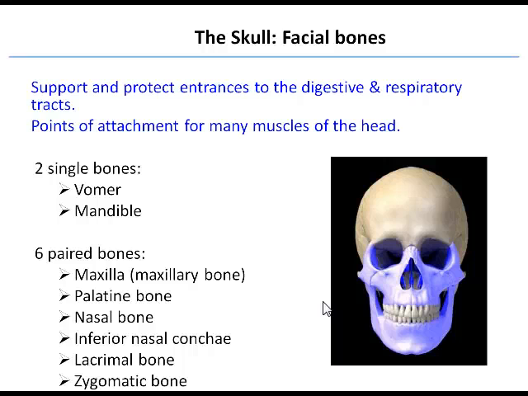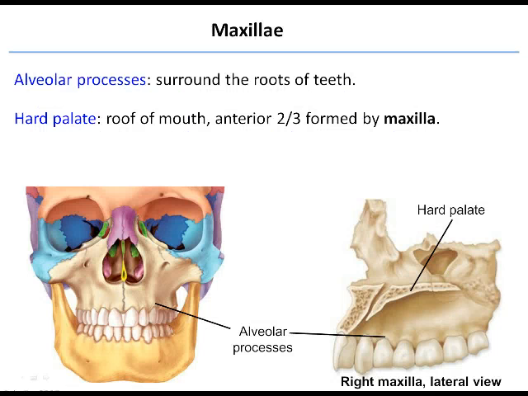There are numerous facial bones within the skull. These include the vomer, mandible, and the paired maxilla, palatine, nasal, inferior nasal concha, lacrimal, and zygomatic bones. We will only be looking at a number of these bones which are larger and have important features that we need to identify. Let's start with the maxillae.